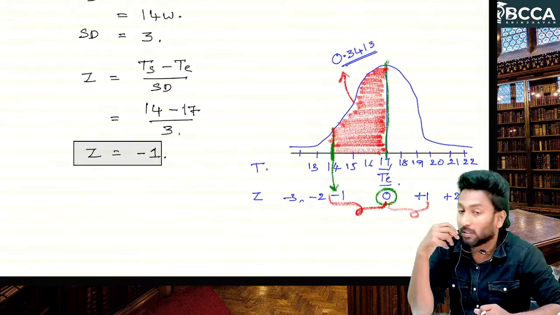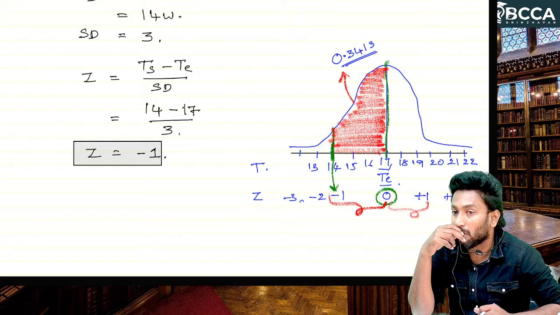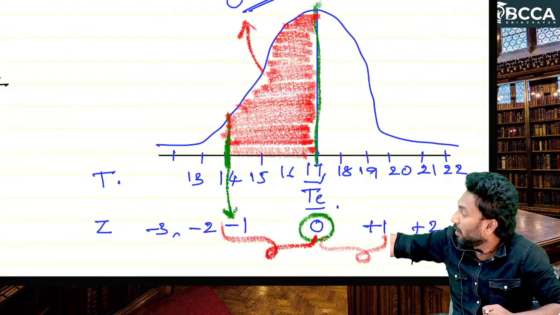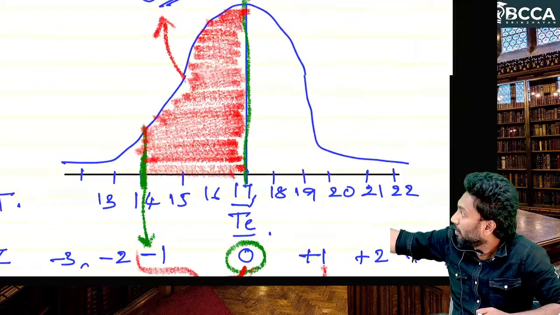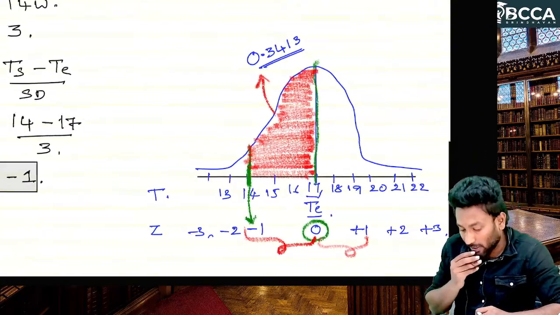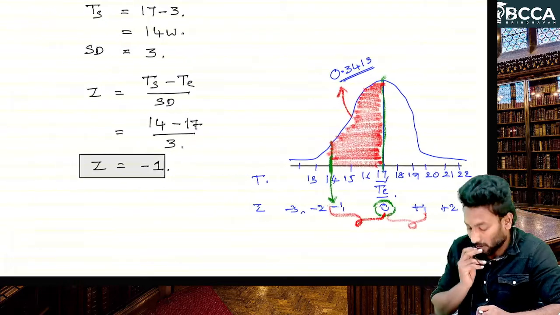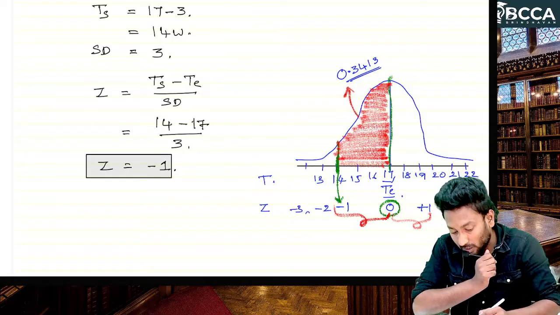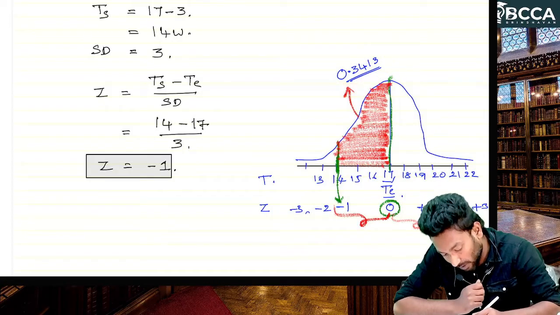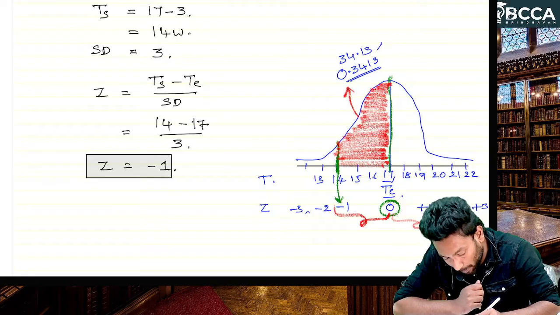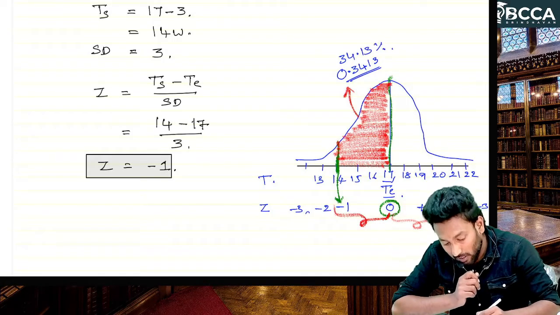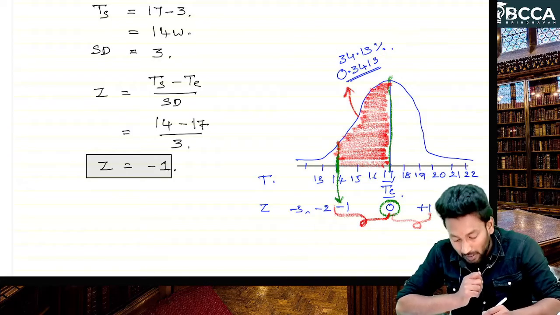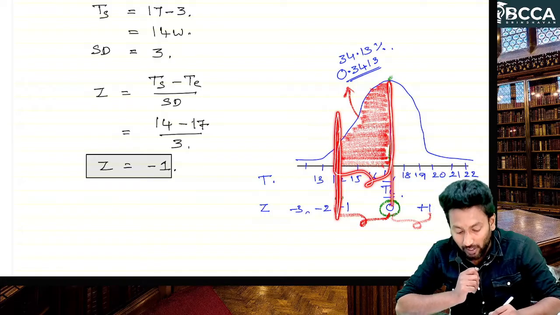Okay, sir, any doubts? Why we have taken that area only? At that 14 we got minus 1, that's why left side. So that area is 0.3413, sir. So what does this 0.3413 represent? This 0.3413 is the 34.13 percentage of probability. That means with 34.13 percentage of probability we can complete the project in between 14 to 17.